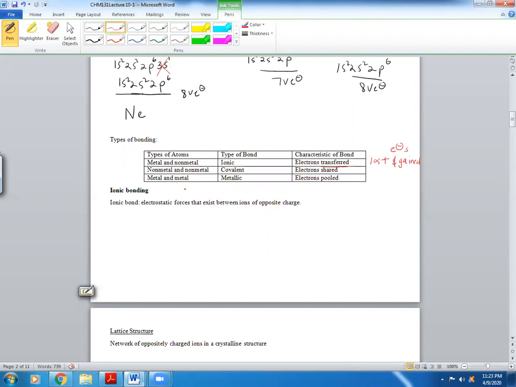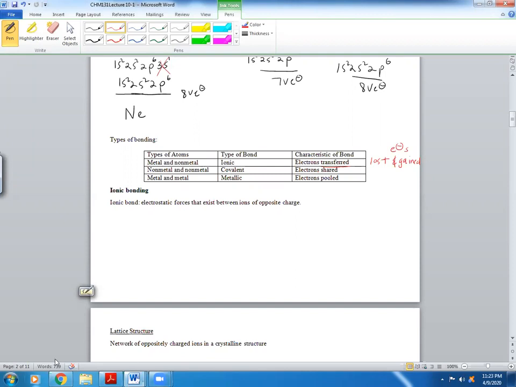And finally, a metal and a metal, those are metallic bonds. This is where electrons are pooled. Basically, they don't belong to just two atoms, they're not just shared. They're now shared among a collection of atoms rather than just two atoms. You're going to learn about this when you get to Gen Chem 2.